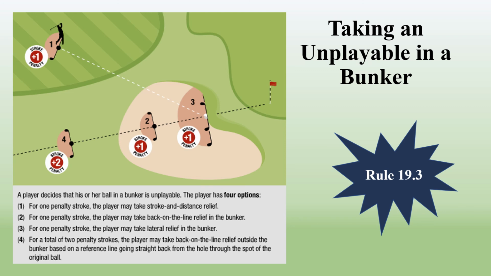With the new revisions for 2019, there's a 4th option that is available for an unplayable ball in a bunker. Player may determine to take the golf ball out of the bunker with the same back on line relief, but must pay a penalty of 2 strokes to remove the golf ball out of the bunker.